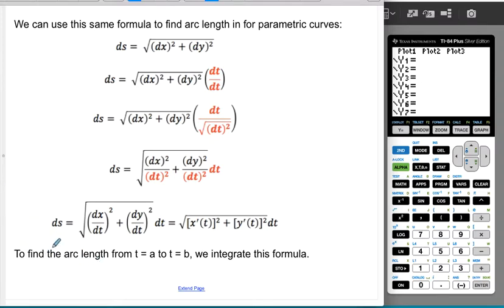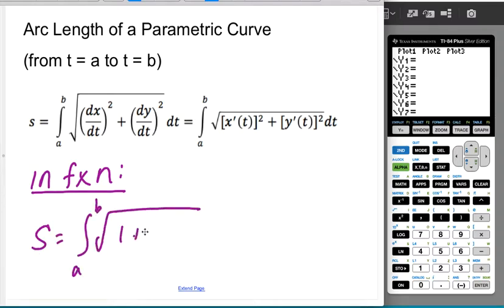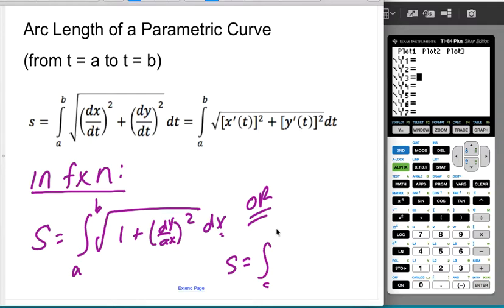To find the arc length from t is a to t is b, we just integrate that formula. It's the same basic formula that we've seen, except that in function mode, we got that arc length was the integral from a to b of the square root of 1 plus dy/dx quantity squared with respect to x, or, from c to d, if we were talking in terms of y, 1 plus dx/dy quantity squared with respect to y. Same idea. Here the difference is that everything's differentiated with respect to t. That's it.